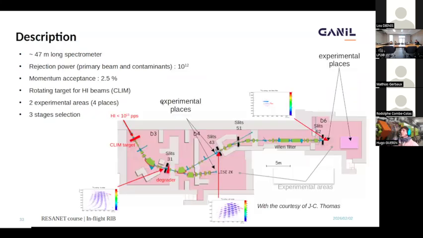Now, let's talk about the description of this spectrometer. The beams enter here in the D3 room. Here you have the production target, which is rotating, in fact a rotating target for high intensity beams. Here you have the first stage with the first dipole. The degrader is here, and here, in fact, it's the second stage. So you have the LISE 2K, and here's the LISE 3 beamline.